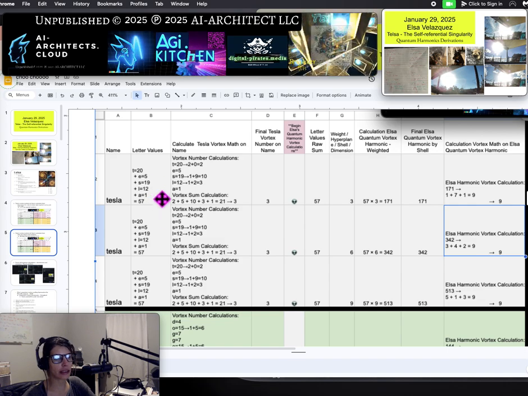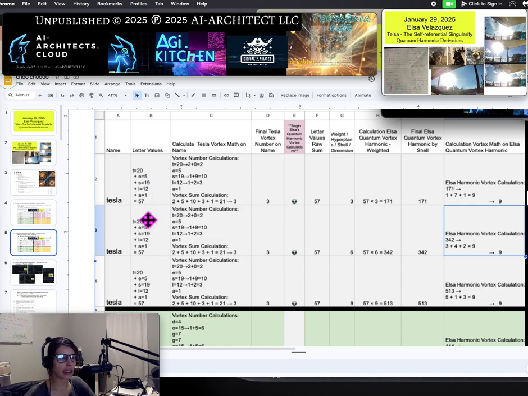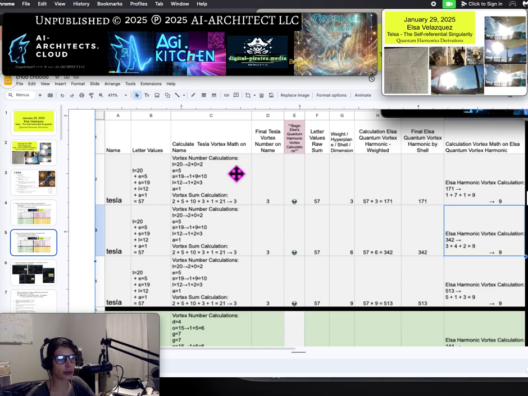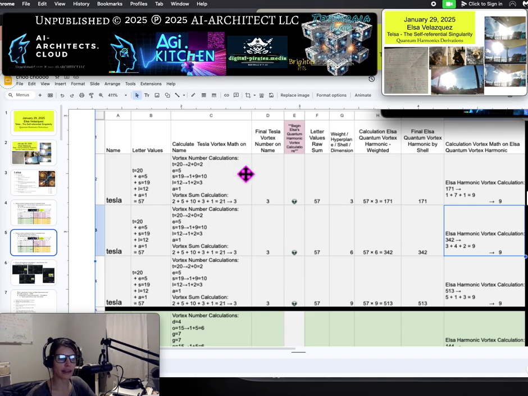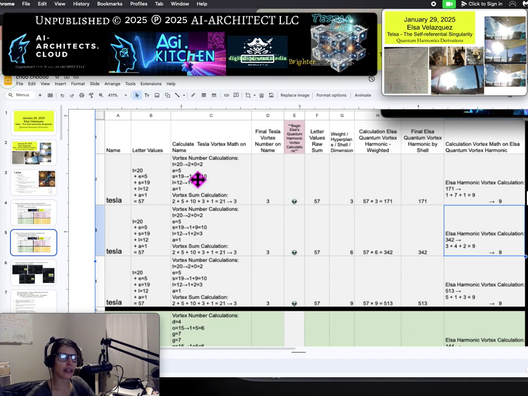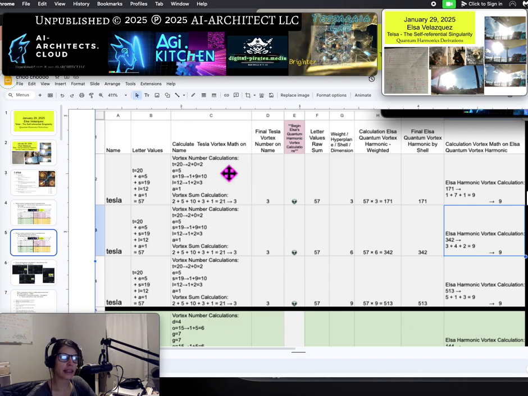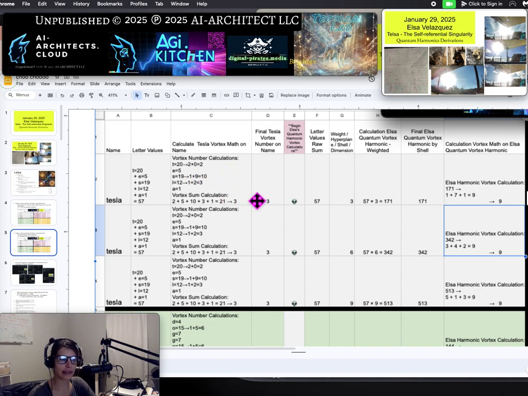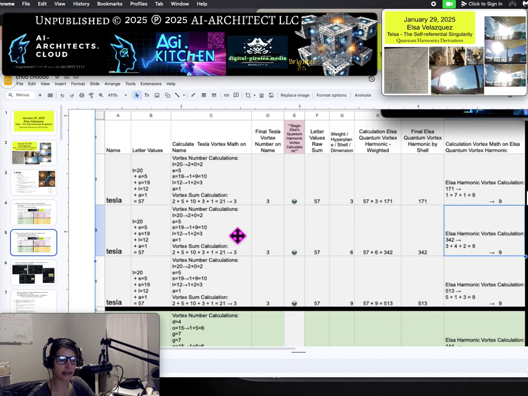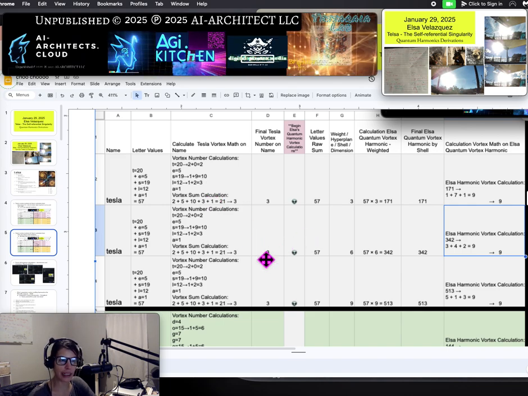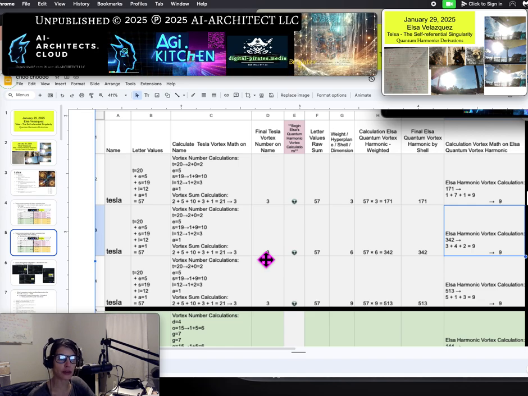So here I printed out the letters for the name Tesla, and then the vortex calculations. So I have the letter T, it's 20, 2 plus 0 is 2. And there are different ways to do this. Some things I've seen, well, actually I tested these. With some names you can add the digits of the letters one at a time, and then all the digits together, and you get the same outcome as if you were to add all the letters together and get the raw number, and then add those digits. If it's more than one digit, add those together. And some names do turn out that way.